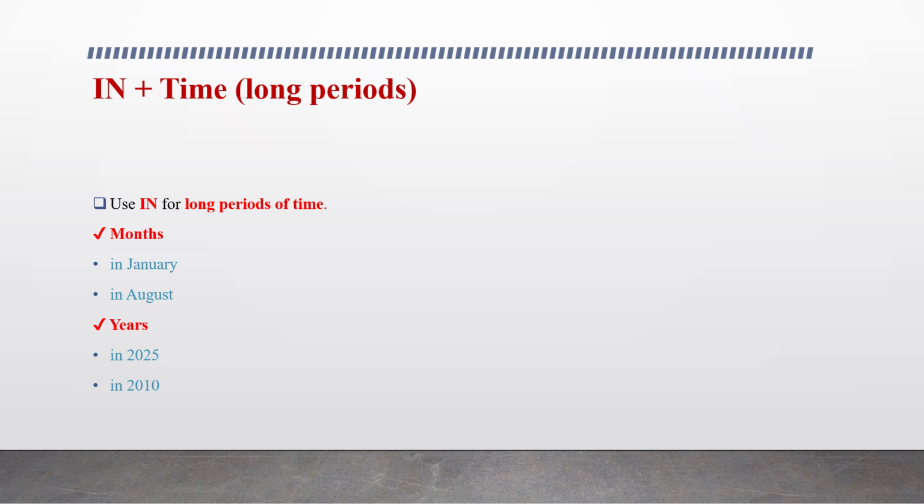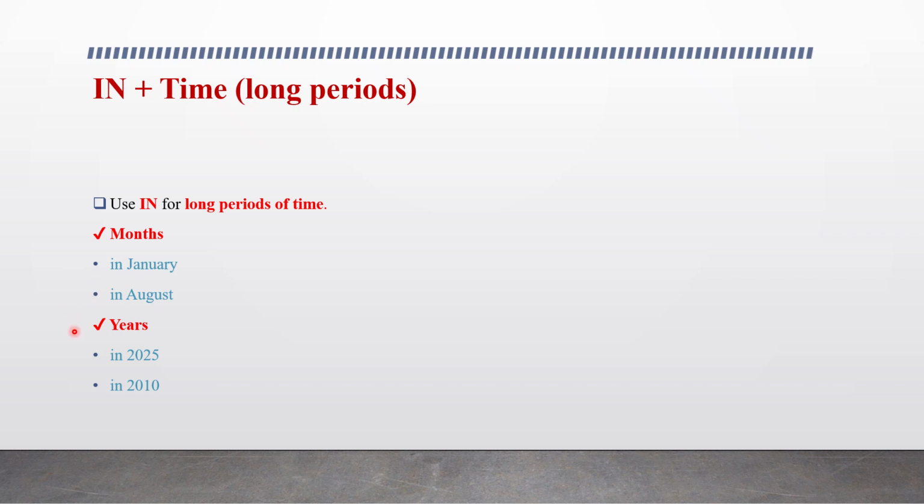In can also be used when talking about time, and when we talk about time here we mean long periods of time. So in short, we are not talking about specific time, we are talking about long periods of time. Like when you talk about months, you can say in January. In January, we are not specific. We are not specific on which date in January. We just talk about in January, the entire month, in August, and many others.